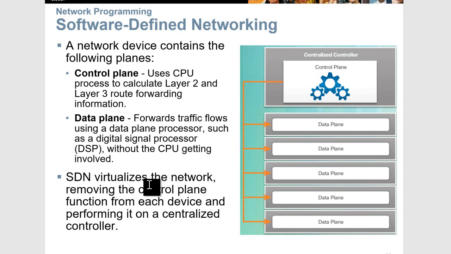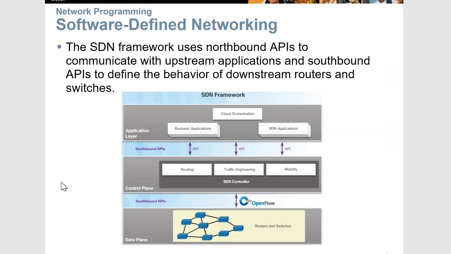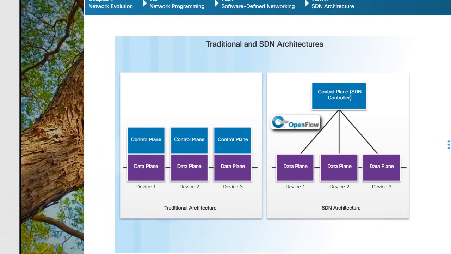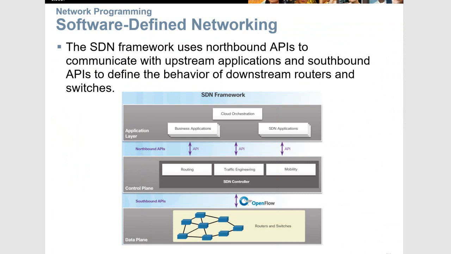SDN virtualizes the network, removing the control plane function from each device and performing it on a centralized controller. So SDN basically takes the control plane from multiple devices and virtualizes it. So you'd have your traditional architecture with your control plane on each device, but the SDN controller is going to need to take that control plane and virtualize it, okay, for each device. One kind of cumulative control plane for all three devices. The SDN framework uses northbound APIs to communicate upstream with applications and southbound APIs to define the behavior of downstream routers and switches.